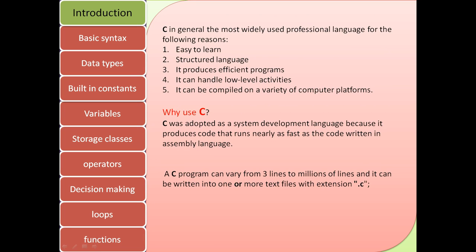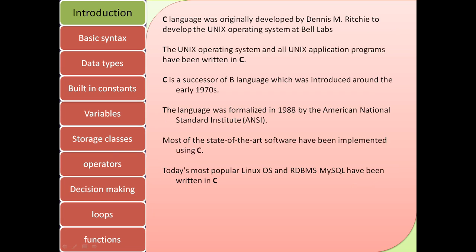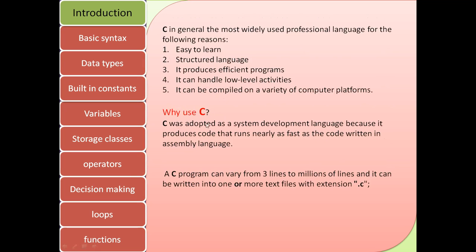C is mainly chosen by professionals because it's easy to learn, it's a structured language, it produces efficient programs, it can handle low-level activities, and it can be compiled on a variety of computer platforms. The C language was developed in succession to another language called B, which was introduced in the early 1970s.